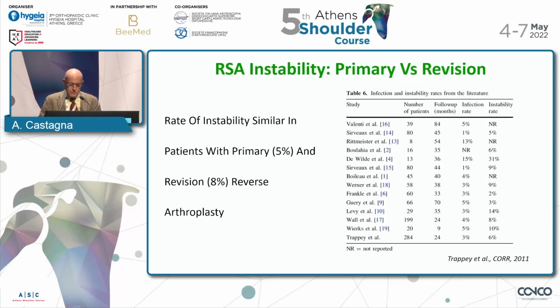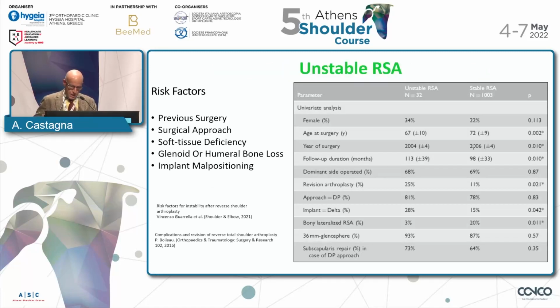Primary versus revision. The rate of instability is similar in patients with primary, 5%, and revision, 8% revision arthroplasty. And again, previous surgery, surgical approach, soft tissue deficiency, glenoid and humeral bone loss, and implant malpositioning are listed among the possible causes of an unstable reverse shoulder arthroplasty reported in the literature.